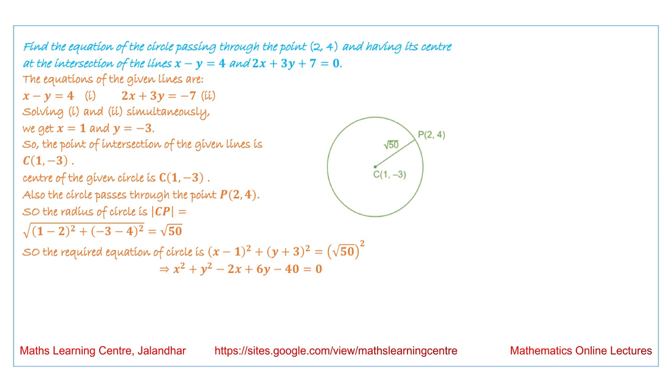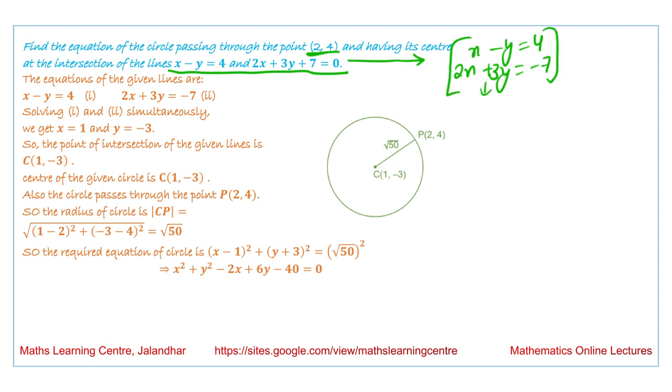Next is find the equation of the circle passing through the point (2, 4) and having the center at the intersection of these two lines. So first of all, by solving these two equations, x minus y is equal to 4 and 2x plus 3y is equal to minus 7, we obtain x is equal to 1 and y is equal to minus 3. So this gives us the position of the center C.